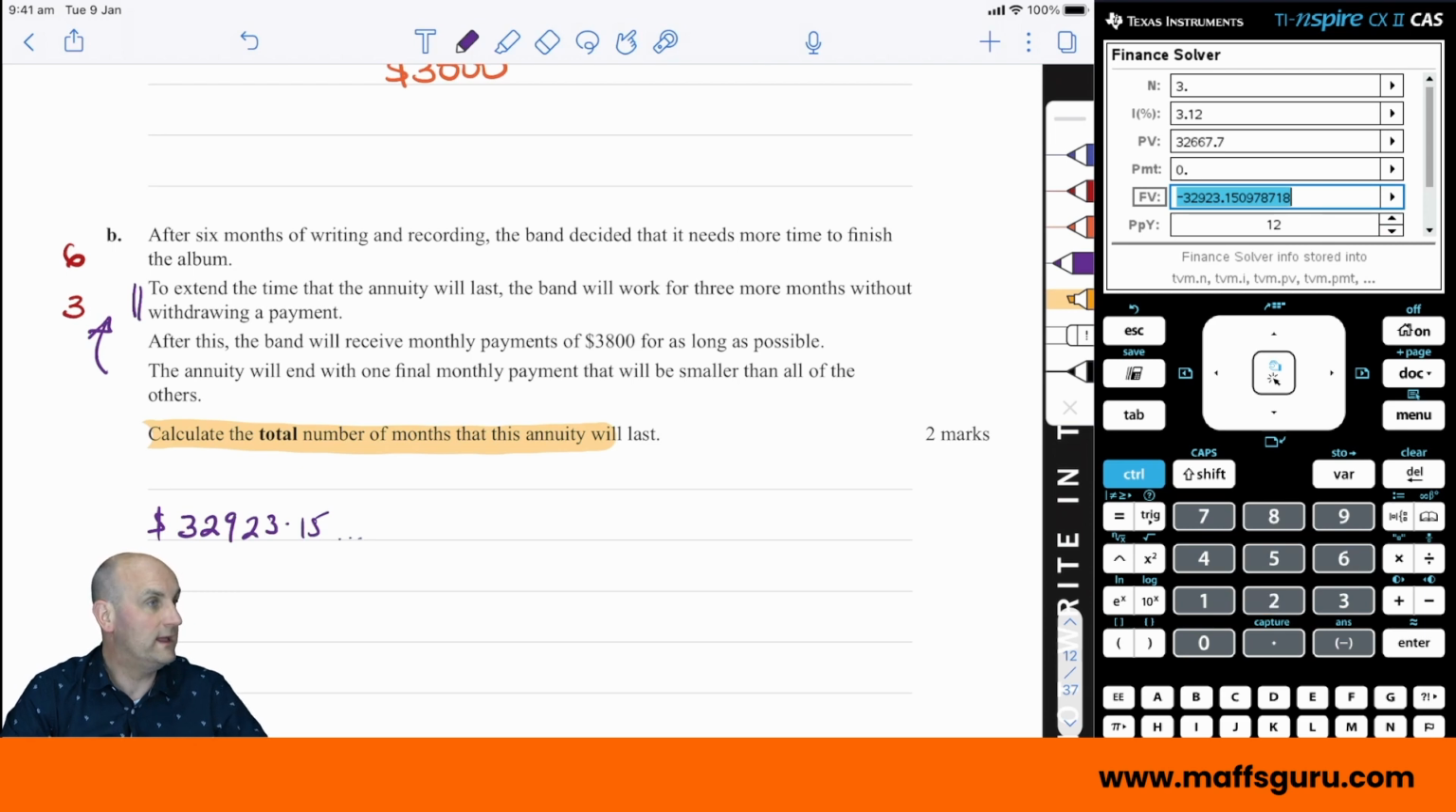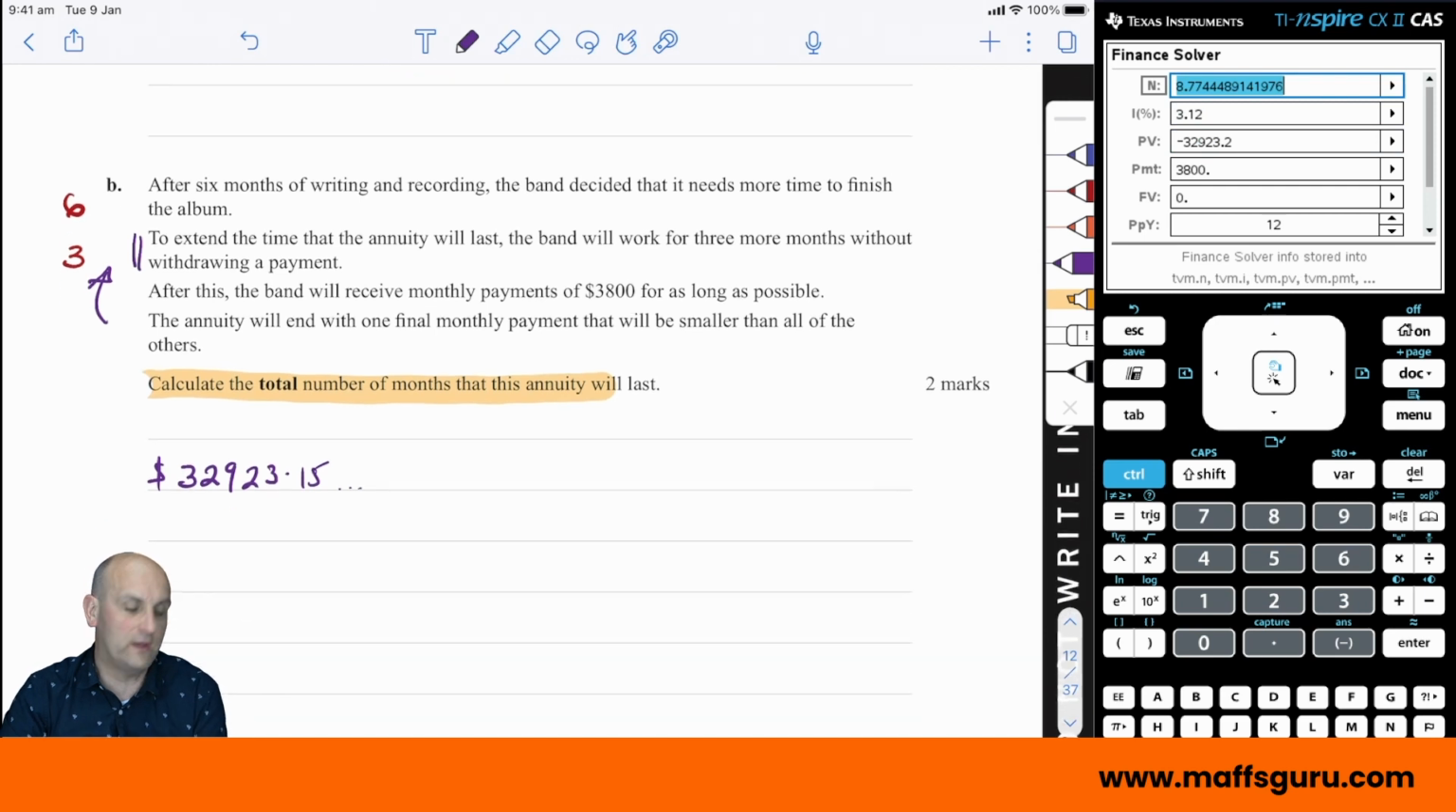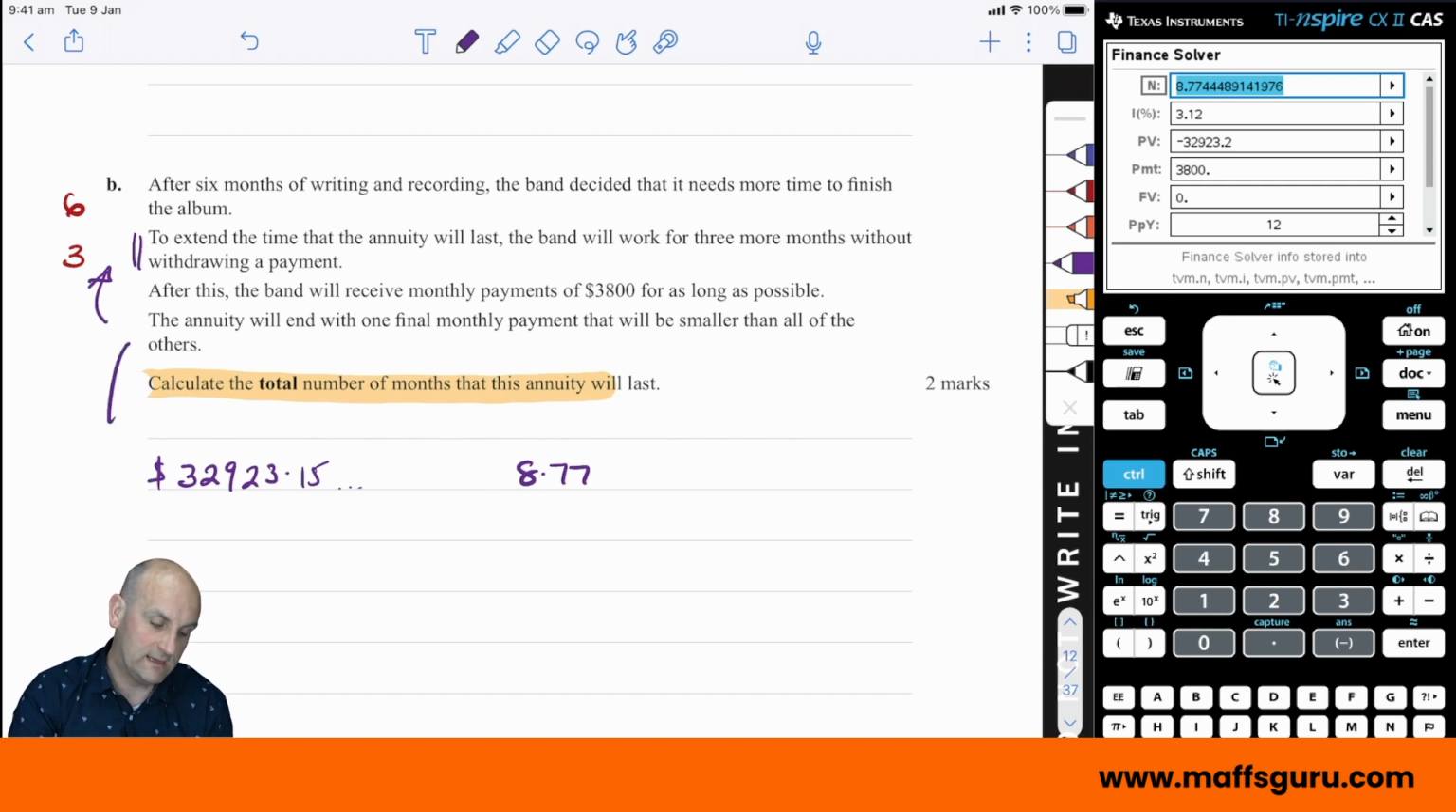Okay, so let's copy that and put it back as my principal value. So there's my principal value. Now what are the payments? It says 3,800. Whoops, they're going to get money, so let's make that positive. 3,800. Future value is going to be zero. The rest of the information is all the same. So what we're going to try and work out now is how many months it's available for. So 8.77 months.